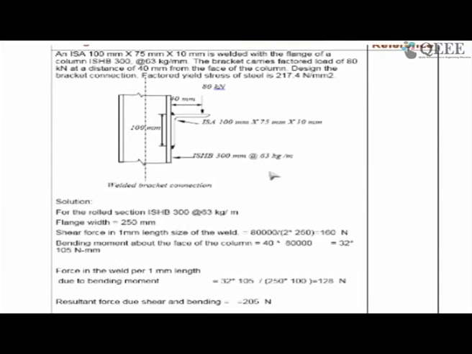Finally, we have a last welded connection. We are going to weld an angle at the heel and the toe, applying a load of 80 kilonewton with an eccentricity of 40 mm.